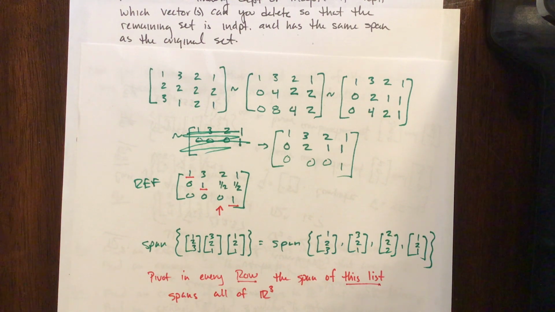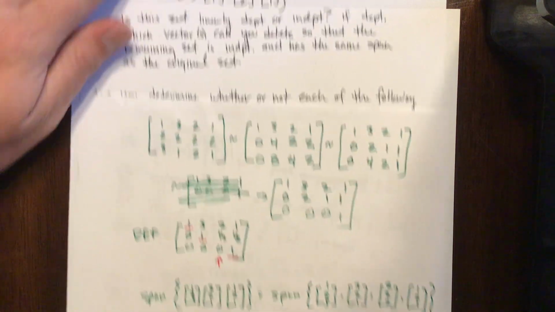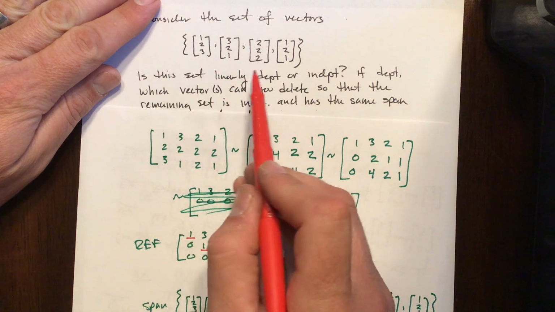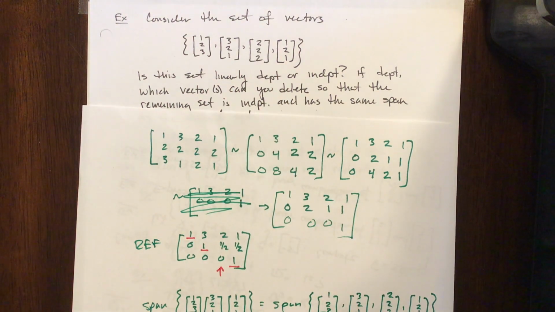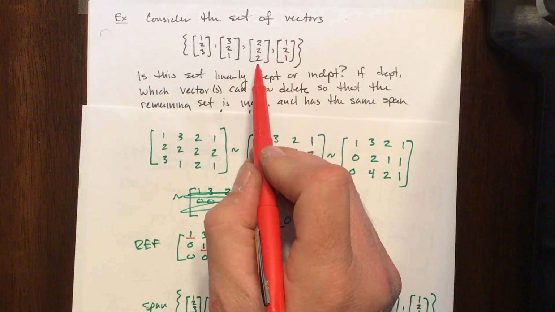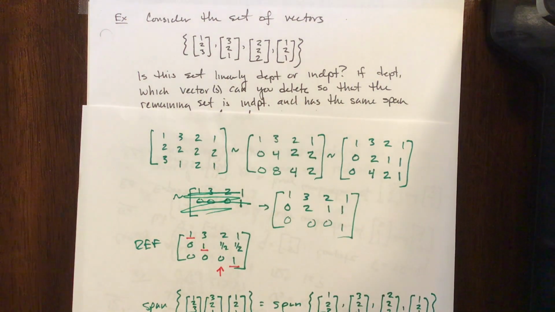All right. Now, is this list of vectors linearly independent or linearly dependent? The answer is it's linearly dependent. It's dependent because vector 3 is a linear combination of the other 3.